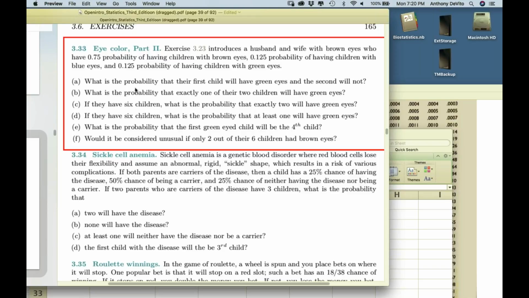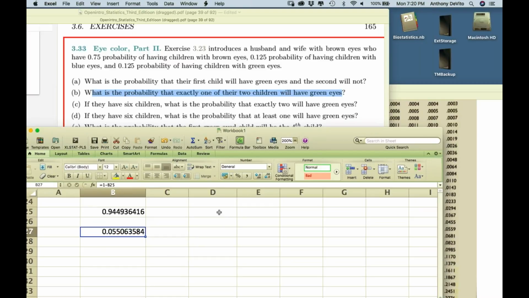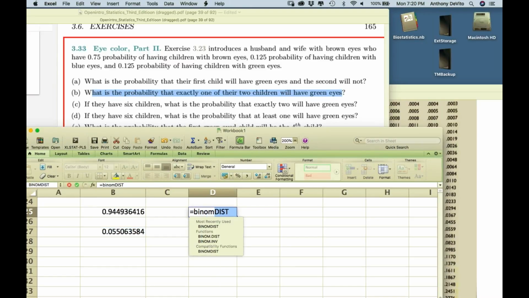Now I think they're going to move back to the binomial distribution. What's the probability that exactly one of their two children will have green eyes? Well, now let's apply the binomial distribution. Equals BINOM.DIST, parentheses. So number of successes, exactly one of their two children. So one, zero doesn't count, two doesn't count. The sample size is two. They're going to have two children. And the probability of having green eyes is 0.125. And cumulative is going to be false because we only want that specific outcome. And the probability is about 22% that exactly one of their two children is going to have green eyes. Okay?